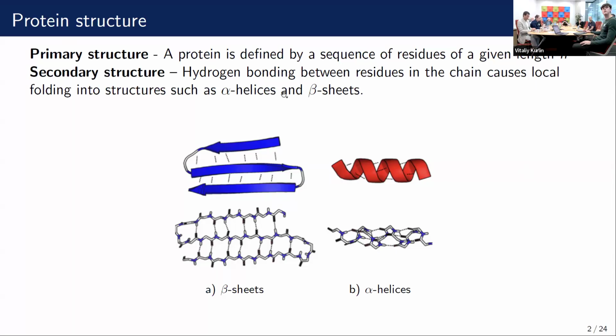Yeah, so we see hydrogen bonding between the residues on the two main structures, which are beta sheets and alpha helices. So in alpha helices, we form a coil-like shape, and hydrogen bonds form between every few residues. And in sheets, they form between strands. Now, these strands can be quite far apart.